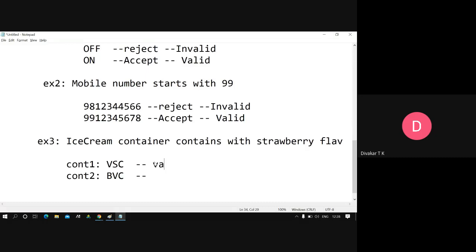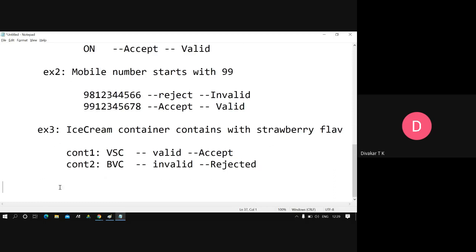Now valid here, and this will be accepted. If it is valid, it will be accepted. If it's invalid, it will not be accepted. It will be rejected, guys. Now I'll take one more example, the last example. Understand it carefully.